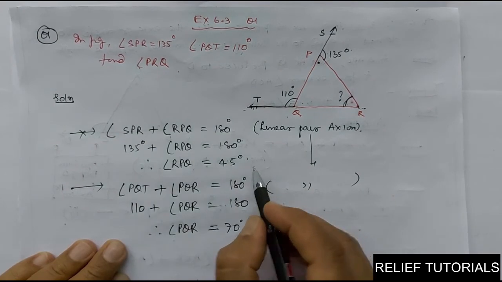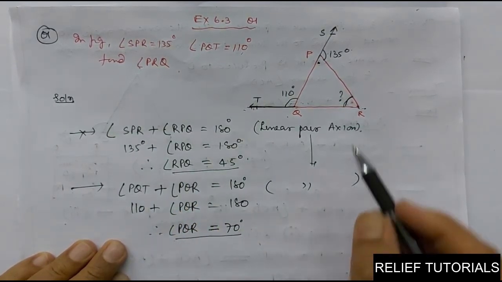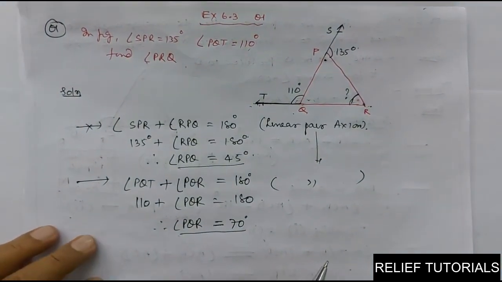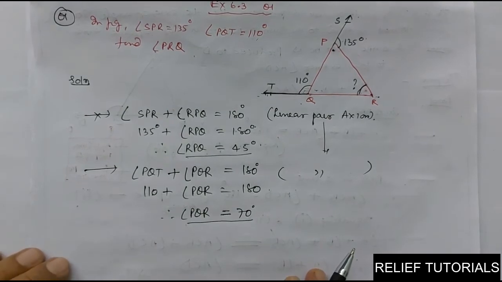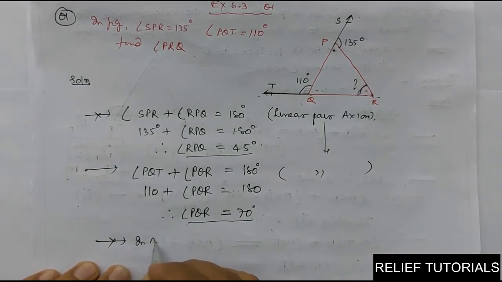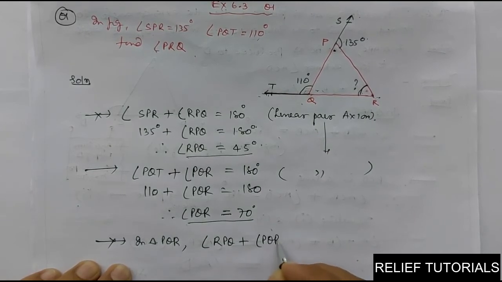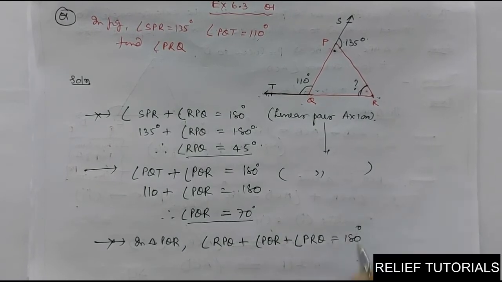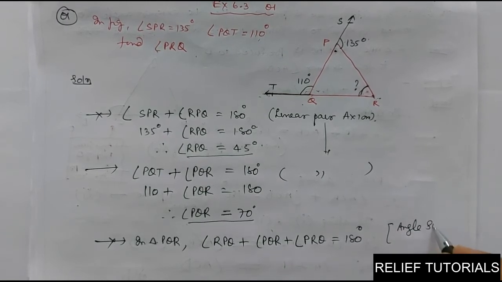So now we have got two angles. See this one and this one. This we have 45, this we have 70. So we can find the third angle of the triangle by the angle sum property. Clear? So now I can write here: in triangle PQR, angle RPQ plus angle PQR plus angle PRQ is equal to 180 degrees. Reason: you know, angle sum property of a triangle.